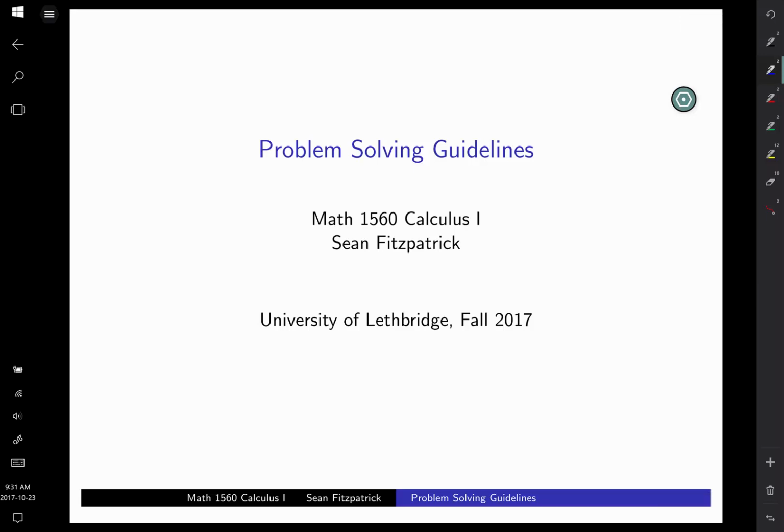Okay, so this is the first video covering material in Chapter 4 for Math 1560 Calculus 1 at U of L for Fall 2017. So in the first couple of sections of Chapter 4, we're skipping the section on Newton's method. We're going to go right into related rates, which is 4.2, then optimization, which is 4.3.